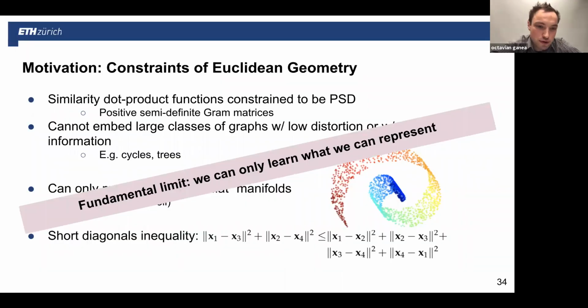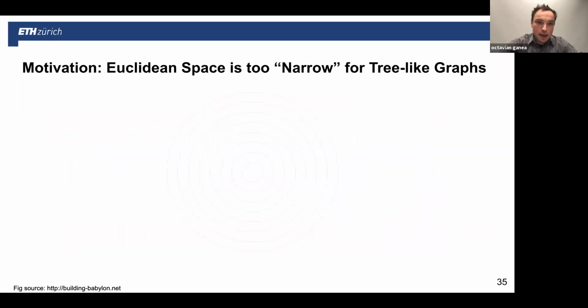So it turns out to have a fundamental limit, so we can only learn what we can represent. I'm going to motivate a bit more why Euclidean spaces are too narrow for tree-like graphs or hierarchical structures. Let's say we have a tree and we want to embed it in Euclidean space, such that nodes that are connected by an edge are close in the embedding space.